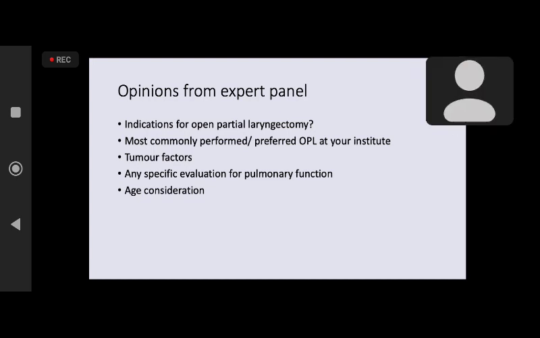Okay, right. So that is just to bring out the point about the primary versus the salvage setting for open partial laryngectomy. But for primary, obviously, if the exposure is not good, and for some tumors like adenoid cystic carcinoma, where upfront RT will not be the right choice, in those cases we prefer to do surgery first, either laser or open partial.